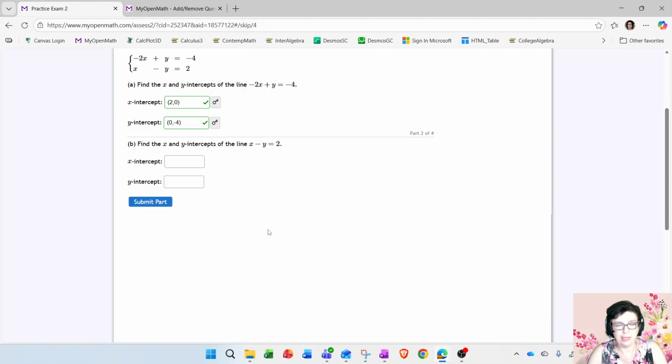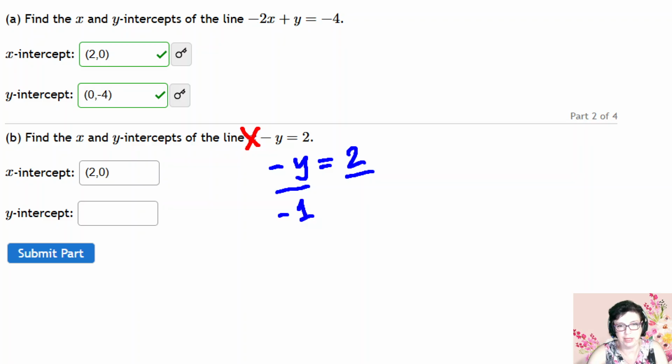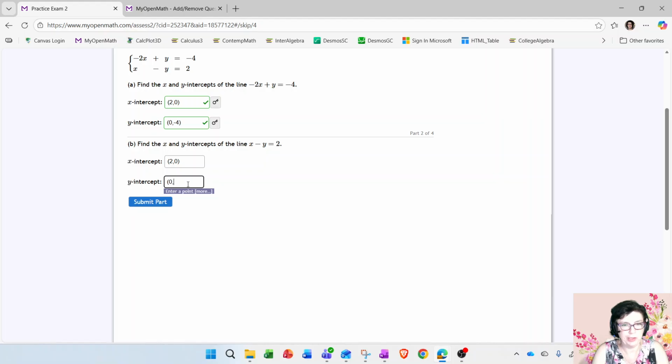For the second line, this is x minus y equals 2. If we want the x-intercept, we're going to make y equal 0, which is just going to cancel it here, and then x is going to be 2. 2, 0 is the x-intercept. For the y-intercept, we are going to cross out the x, right? When we cross it out, we're going to get negative y equals 2. Do not forget to divide both sides by negative 1 to cancel that minus. That will give you y equals negative 2. Your y-intercept will be 0, negative 2.